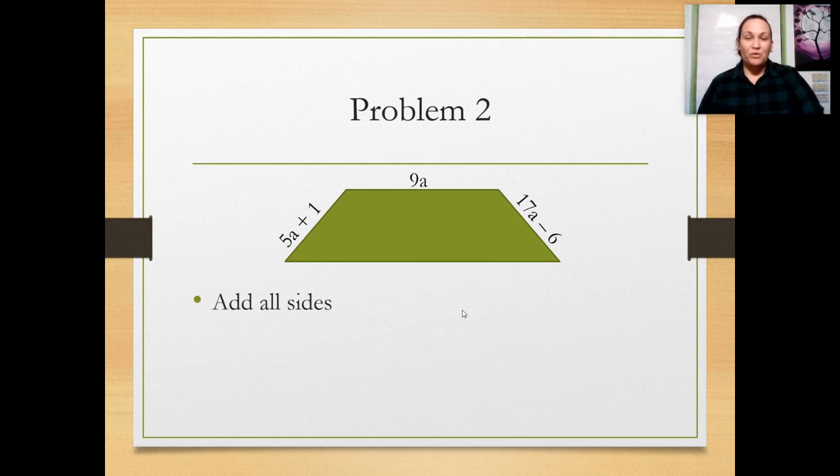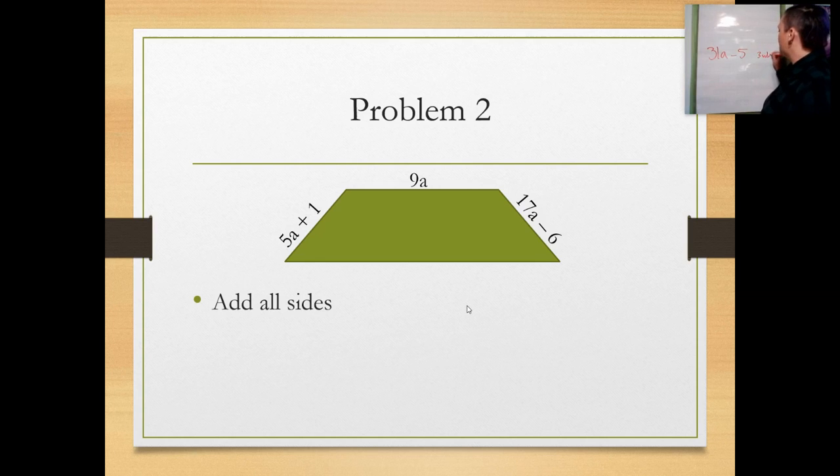To do this problem, we're going to do pretty much the exact same thing that we did on the last problem. So I'm going to add the 3 sides that I know together. This is combining like terms. The 5a plus the 9a is 14a, and 14 plus 17 is 31a. And then I'm going to add together my constants. 1 plus -6 is -5. Okay, so this is the 3 sides that I know.